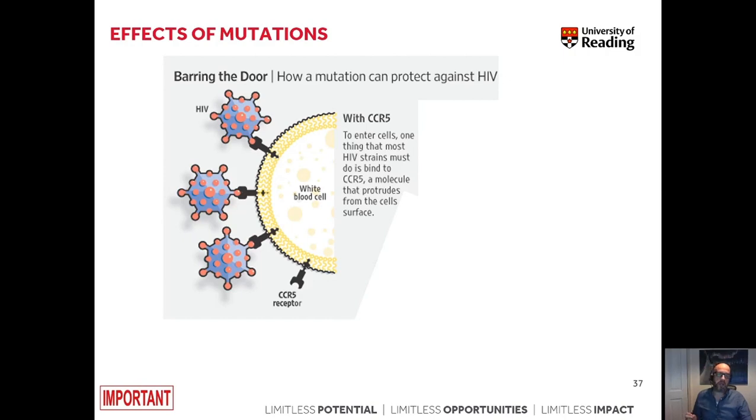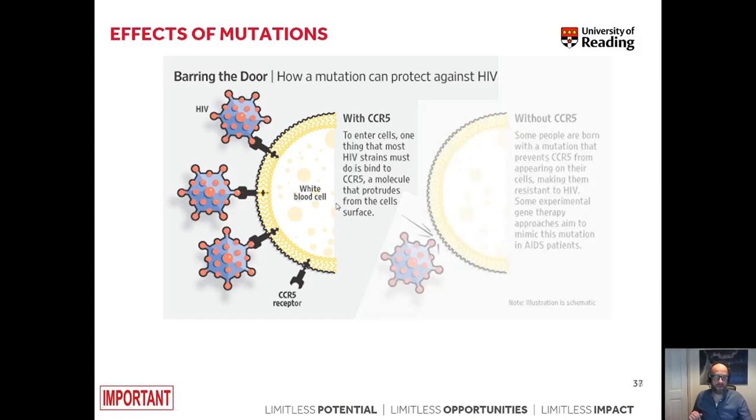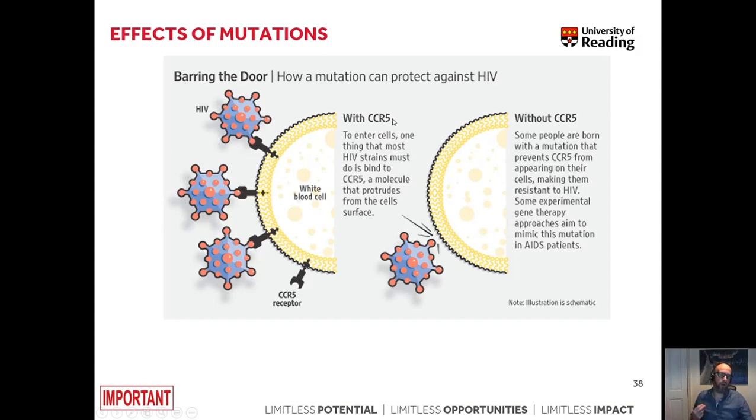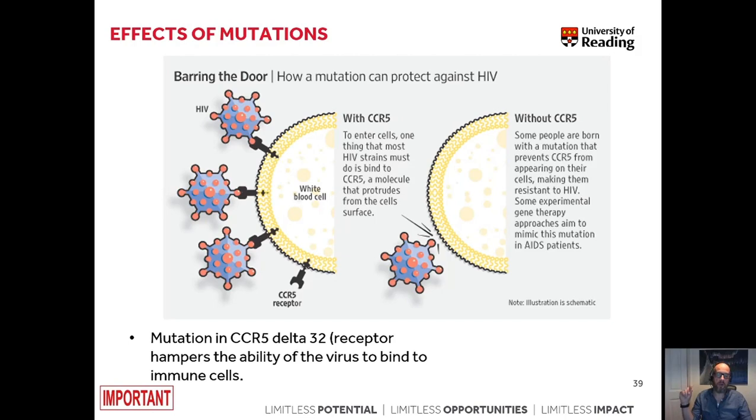CCR5 is actually a receptor on the surface of white blood cells. And as you can see here, HIV is using this receptor to dock to those immune cells and to infect them. However, if there is a mutation in the CCR5, or if CCR5 is absent, HIV is no longer able to dock to the cells and to infect the patients. And this is actually the reason why the carriers of this mutation are immune to HIV.